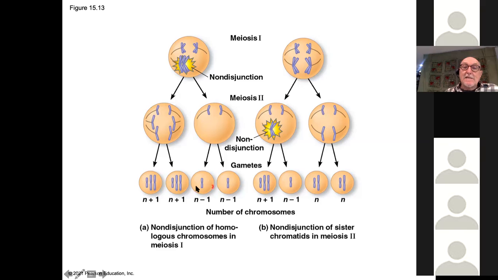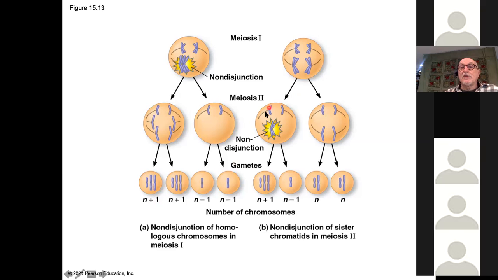These gametes can actually go on to mature. They can form a mature egg, or they can form a mature sperm. And when they are then fertilized, they're going to have the wrong number of chromosomes. We'll see this in a while. Here's another way it can happen. This was at meiosis 1.